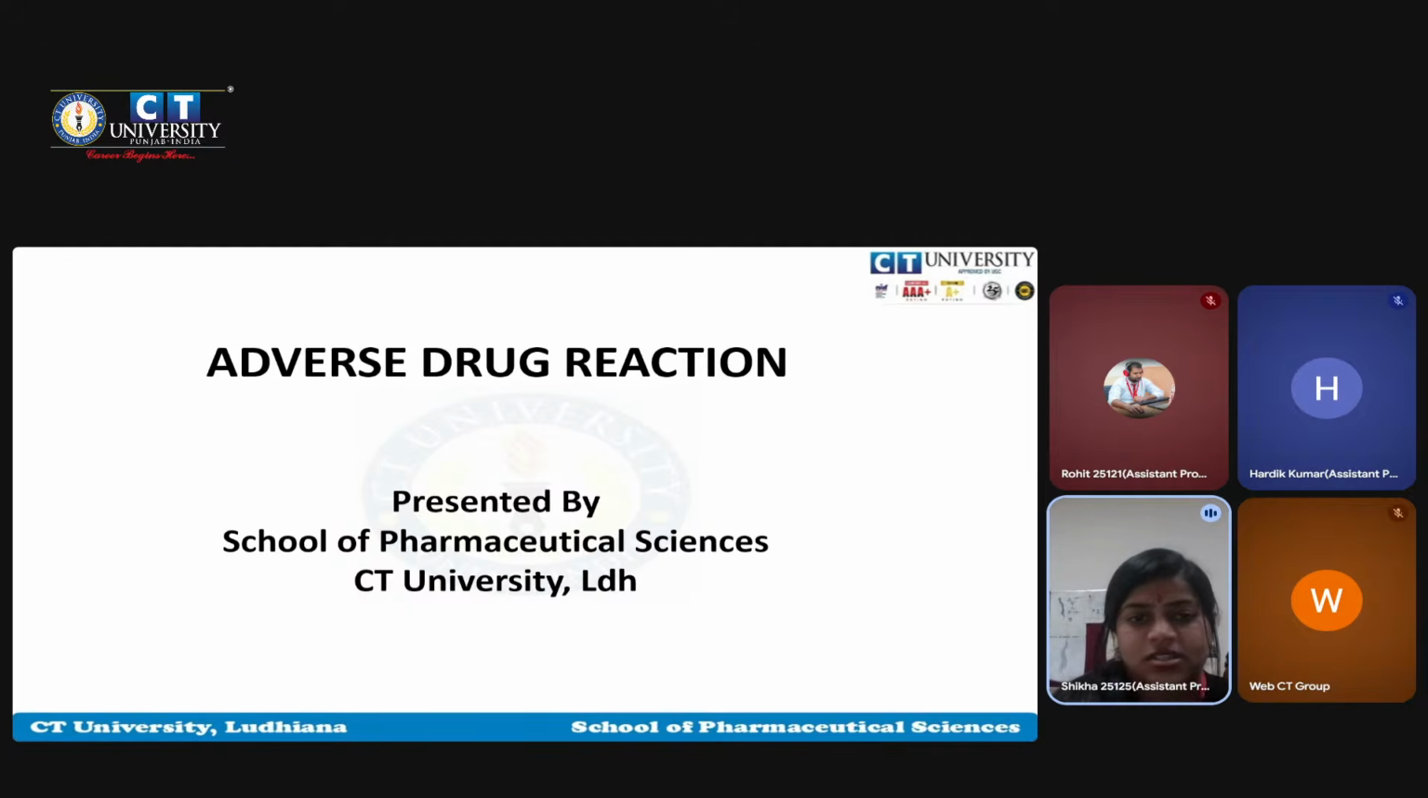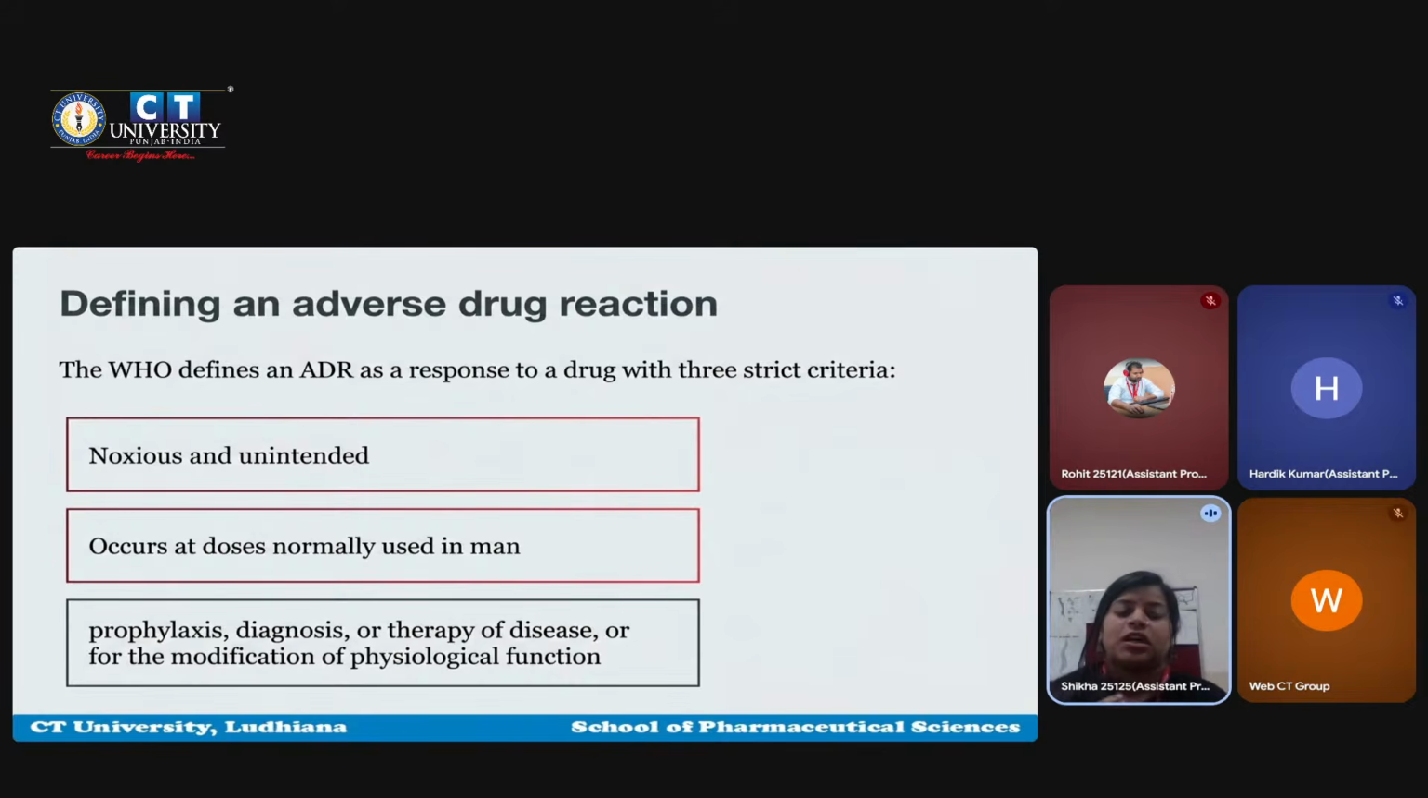So adverse drug reactions are basically the noxious and unintended effects that occur at the normal doses used in man for the prophylaxis, diagnosis and therapy of the disease or for the modification of physiological functions. Means if you're using any kind of medication and it gives you any kind of rashes, any kind of discomfort to your body, at normal doses, so that is called the ADR. So this is the definition given by WHO, World Health Organization.